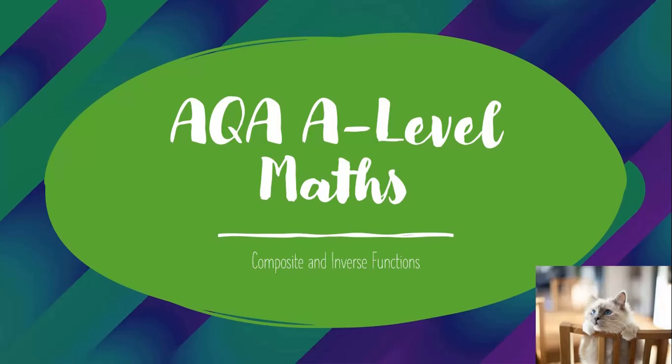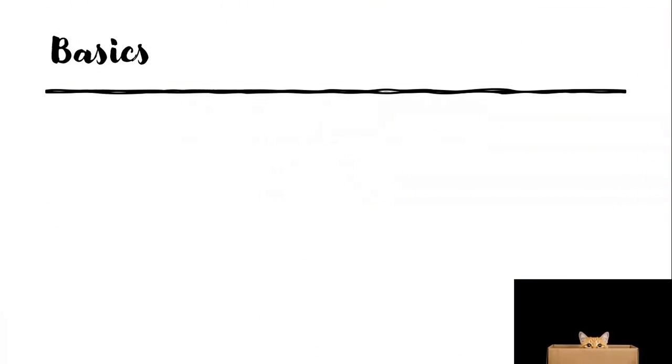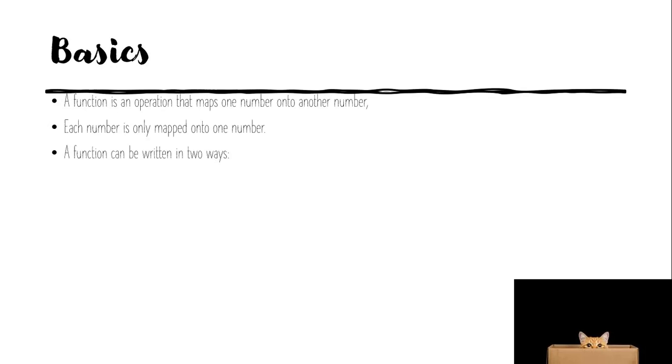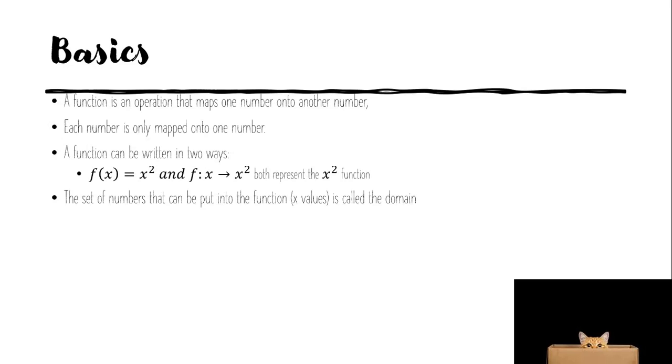So in today's video we're going to be going over composite and inverse functions for AQA A-Level Maths. So the basics we'll go over first. A function is an operation that maps one number onto another number. Each number is only mapped onto one number. A function can be written in two ways. f(x) = x² and f: x → x² both represent the x squared function.